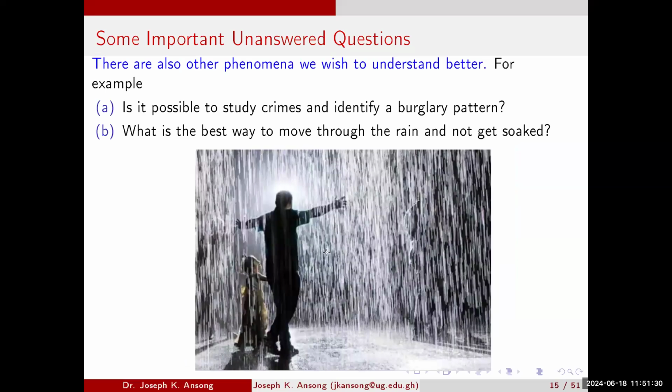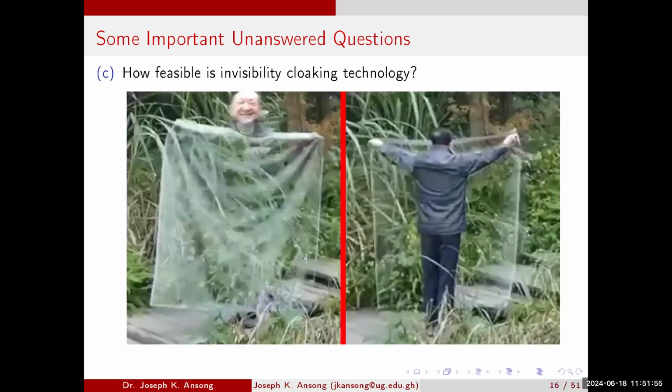There are others that you probably want to have a better understanding of. There are problems that maybe you don't know the answers to, that you are interested in the near future to be able to have better understanding. For example, is it possible to study crimes and identify a burglary pattern in your neighborhood? Okay, what is the best way to move through the rain and not get soaked? These are things that some people study.